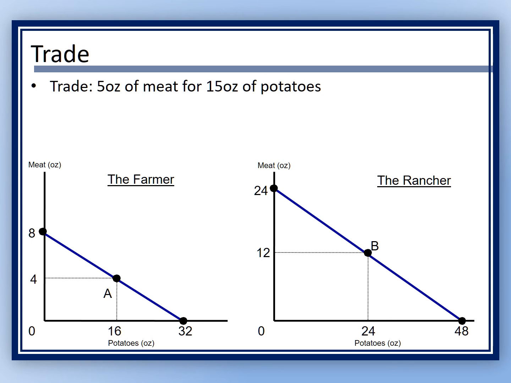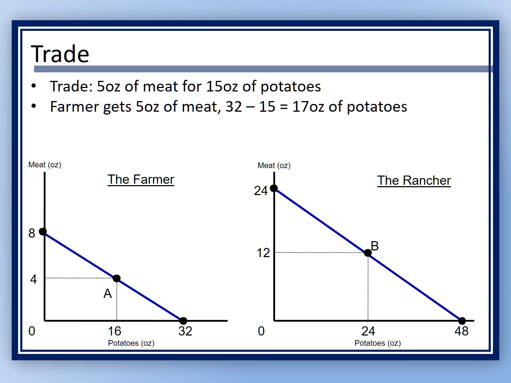No one wants to just eat potatoes. The farmer in particular would not agree to this deal unless he can get meat in some way. So you have to trade. Now I'm just going to propose trading 5 ounces of meat for 15 ounces of potatoes. So what would happen?